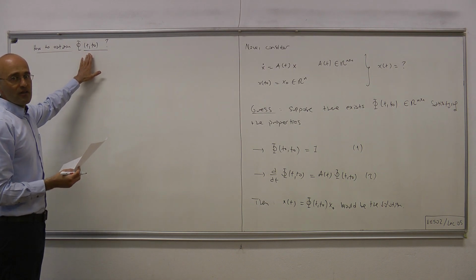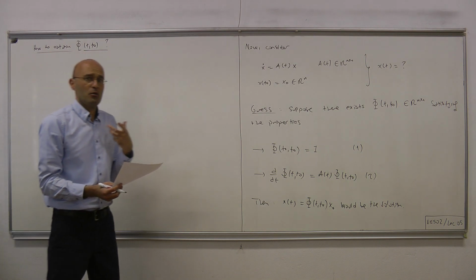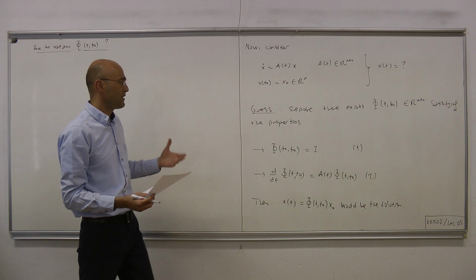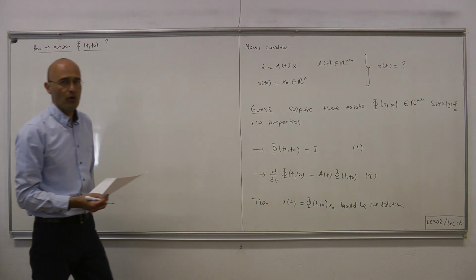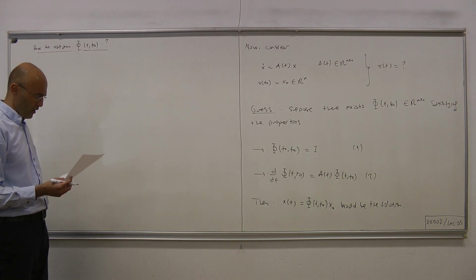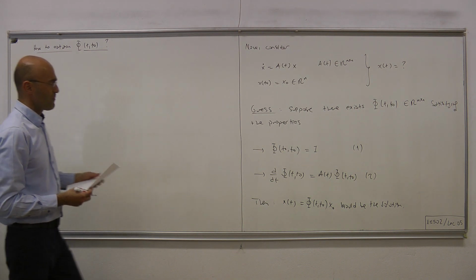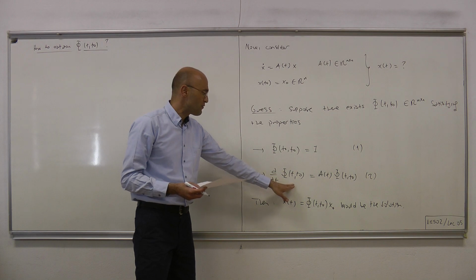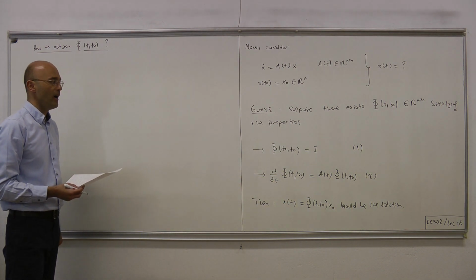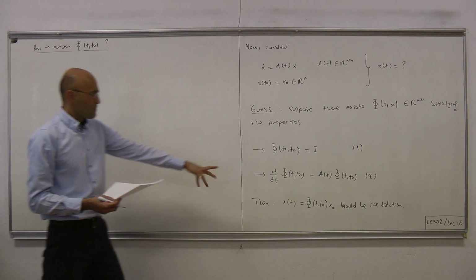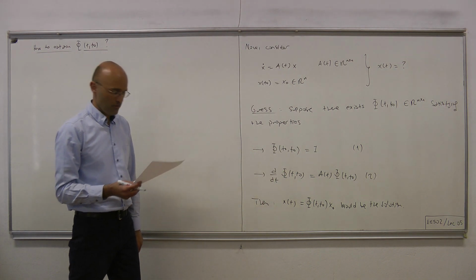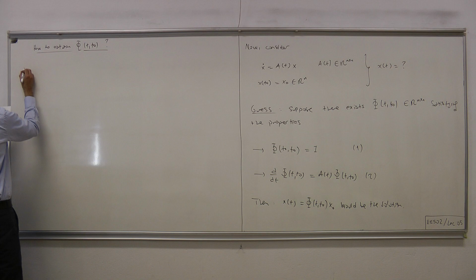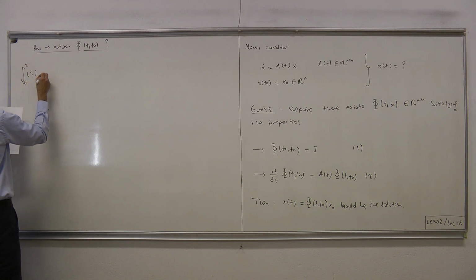For the construction, we will look at the only thing that we have in our hands, which are those two properties, property 1 and property 2. So we have this differential equation to be satisfied by our candidate phi. Let's integrate both sides. So equation 2, let's integrate equation 2 from t0 to t.